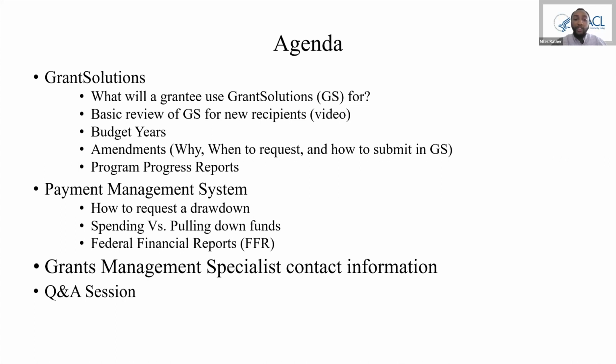The payment management system will be the next topic we cover. First, I will talk about drawdowns. We will cover what information is needed to complete a drawdown, answer common questions recipients have about drawdowns, and I will explain the difference between spending and pulling down your funds. We will then transition to the federal financial reports, also known as FFRs or SF-425s. I will let you know the exact information you need to search for your FFRs, when they are due, and where to submit the documents.